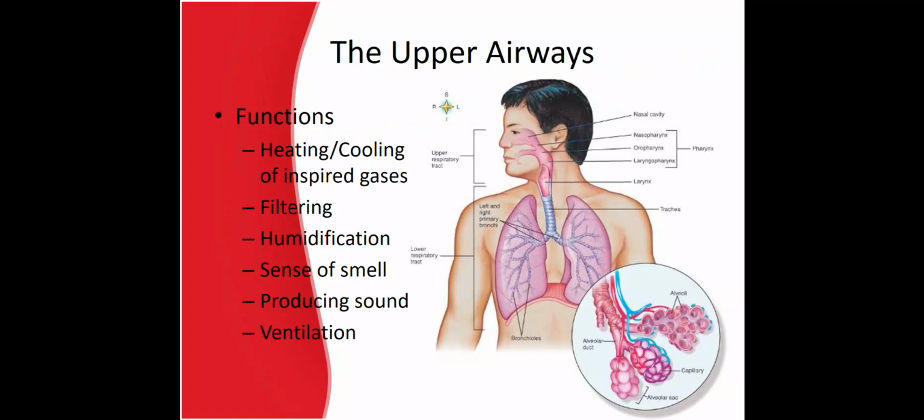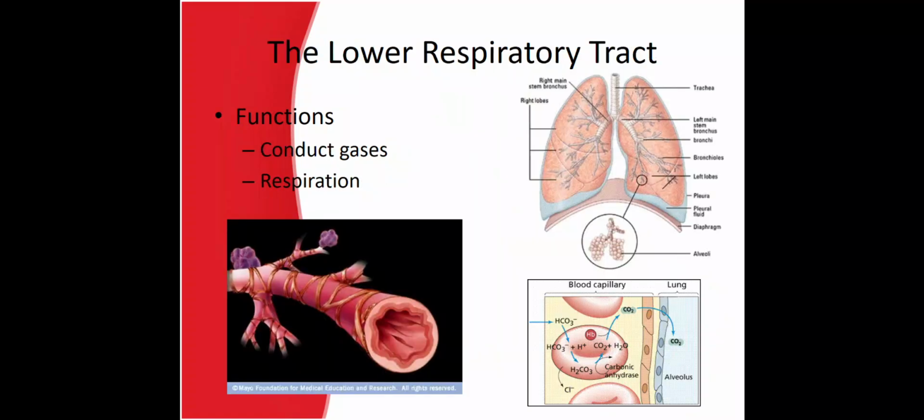The upper airways consist of everything from the nose and mouth to the larynx. The upper airways have a variety of functions, including heating and cooling of inspired gases, filtering, humidification, sense of smell, and producing sound and ventilation. The lower airway begins at the larynx and continues to the alveoli. The lower airway conducts gases in and out of the lungs and enables respiration.